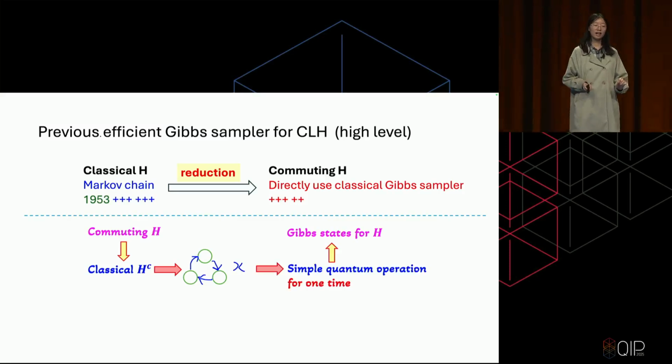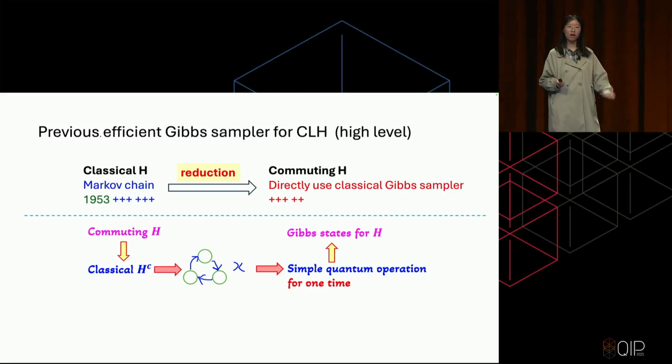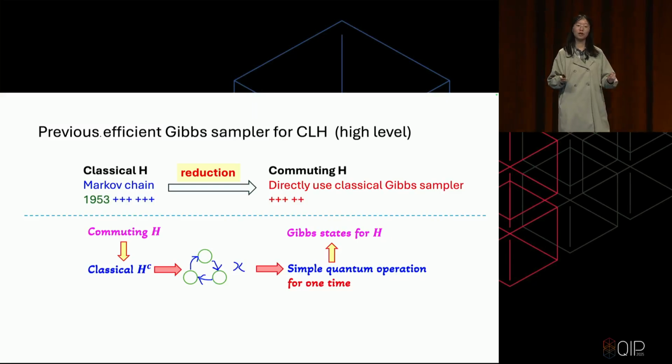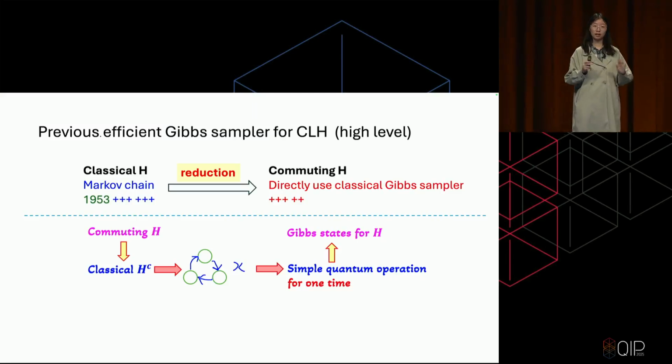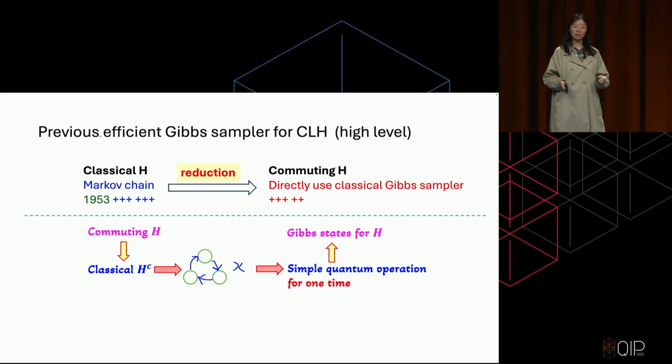So here, for the simple quantum operation, it's something like performing a constant depth circuit, or a chain or something like this. So it's a simple quantum operation. And we claim that by doing this, we will get a quantum state. We claim the final distribution, when you take all the randomness in the process into account, the final state will be the Gibbs state for the commuting Hamiltonian. So this is what I mean by reduction.